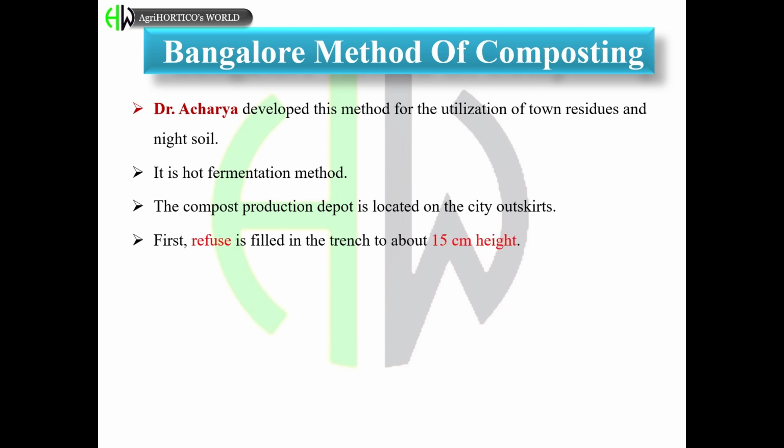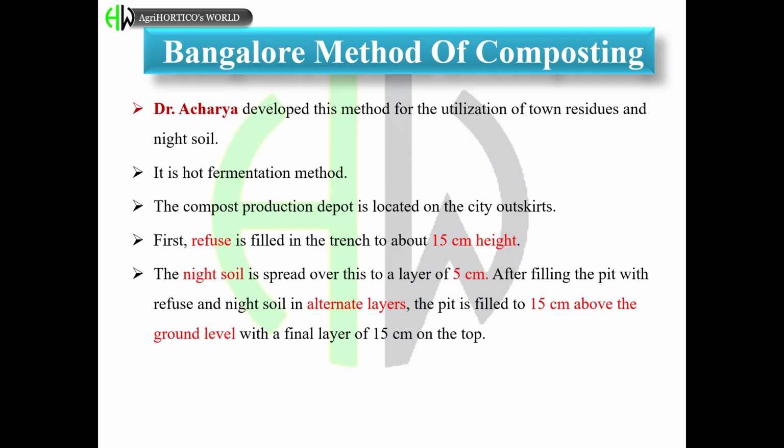In this method, first, refuse is filled in the trench to about 15 centimeters height. The night soil is spread over this to a layer of 5 centimeters. After filling the pit with refuse and night soil in alternate layers, the pit is filled to 15 centimeters above the ground level with a final layer of 15 centimeters on the top.